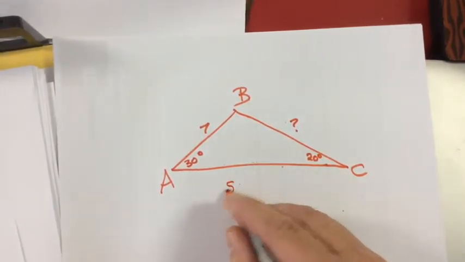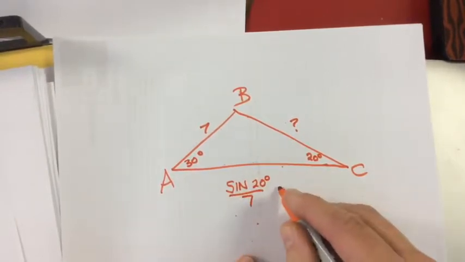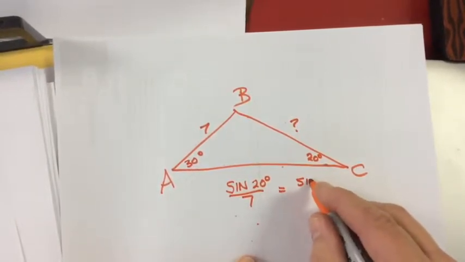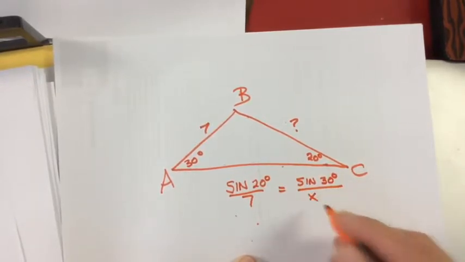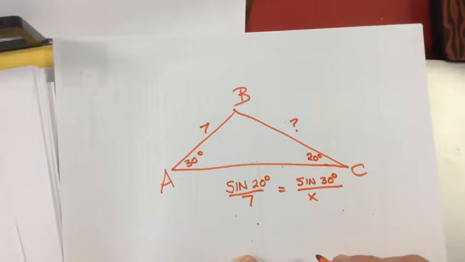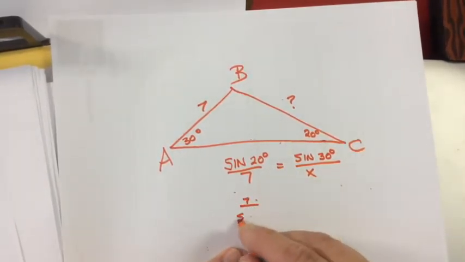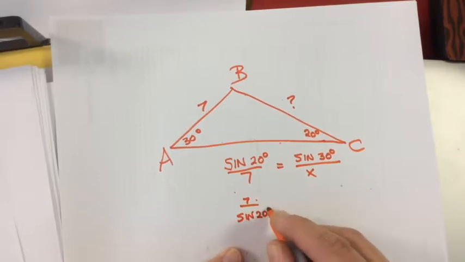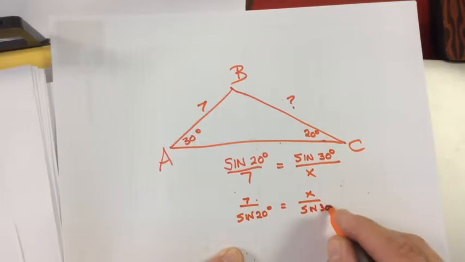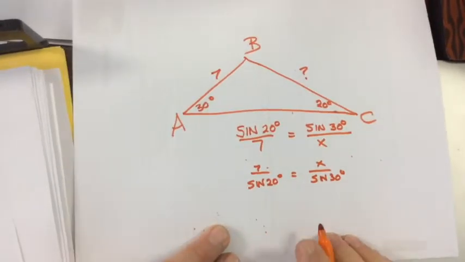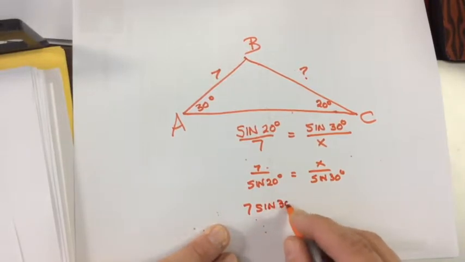So the sine of 20 degrees divided by 7 is equal to the sine of 30 degrees divided by x. Okay. Now, I can flip both of those because that's part of the rules of proportions. Works out just as well. Now I can multiply both sides by the sine of 30 degrees.